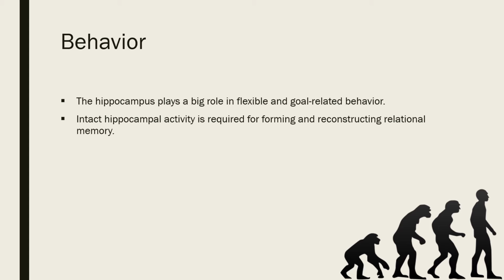Behavior. The hippocampus plays a big role in flexible and goal-directed behavior. In an act, hippocampal activity is required for forming and reconstructing relational memory and is also required for remembering arbitrary associations between objects or events associated with flexible cognition and social behavior.